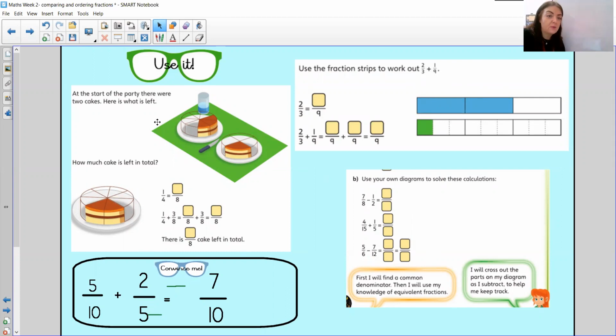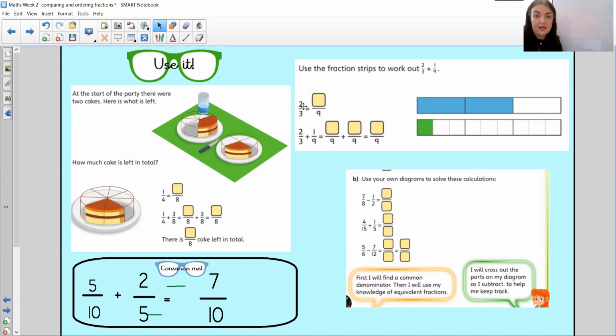So at the start of the party, there were 2 cakes. Here is what is left. How much of the cake is left in total? Here they've already done the equivalent fractions and the number sentences for you. You're just working out what those missing numbers are. You can see they've done equivalent fractions from quarters to 8ths, so that they're both in the same denominator, which then is translated here, and then this is their answer.